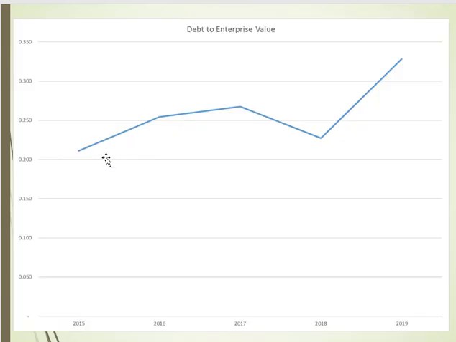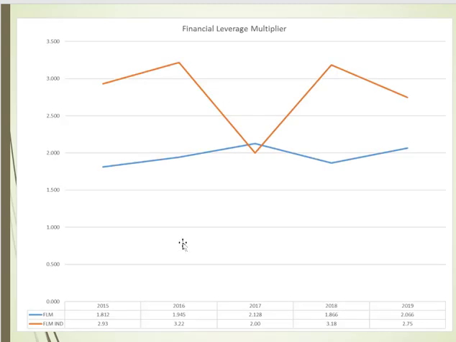So here's our debt to enterprise value. You can see that over the last couple of years, it seems to be in an upward movement. There's more debt relative to the enterprise value of the company. And likewise with the financial leverage multiplier, again, you see that Disney has a lower financial leverage. So their risk level with respect to financing is much less than what the industry's amount of debt is.